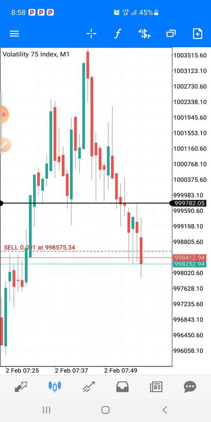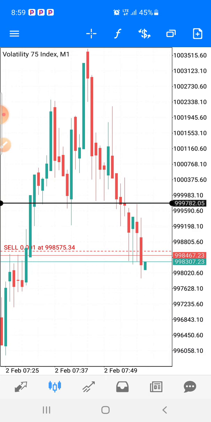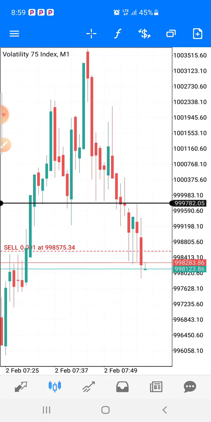You are scalping. You don't expect this price to keep going down. This is the 1 minute time frame, so you just make some profit and you go. You don't need to stay very long.